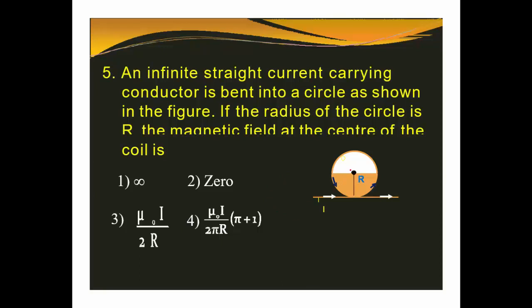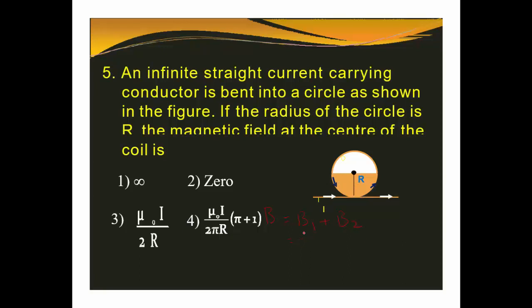Here, we have to get the value of magnetic field at the center. The magnetic field is contributed by one circular coil and another straight conductor. So the total magnetic field will be one due to the circular coil and the other due to the straight wire. What is the magnetic field due to the circular coil?